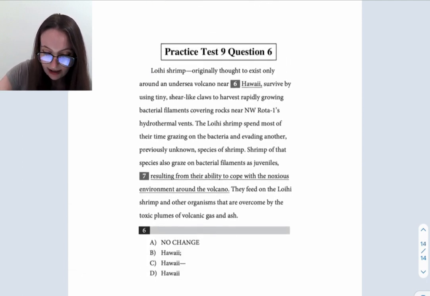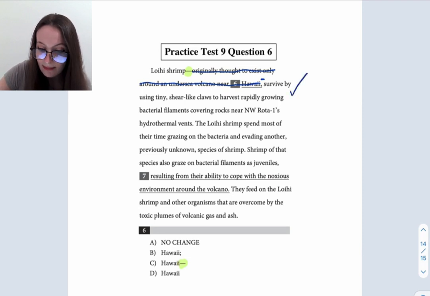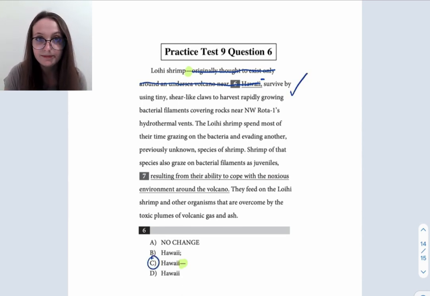And right here, we can see that there's a dash already in the sentence. So I'm going to try out choice C, which would be pairing it with another dash. And let's try reading around the information inside here. Loihi shrimp survive by using tiny shear-like claws to harvest rapidly growing bacterial filaments. That makes perfect sense without the information inside. So choice C has got to be our correct answer.